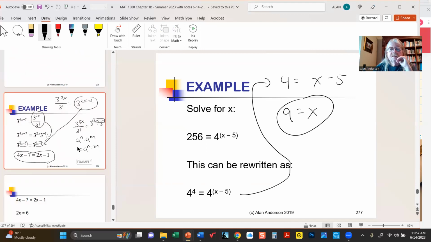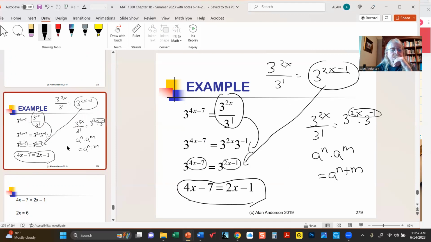Okay. Now let's look at a case where, again, it may not be clear that we're allowed to use the one-to-one property, and yet we are. Let's look at this next one. Suppose you ran into this one. 3 to the 4x minus 7th power equals 3 to the 2x over 3. I penciled in that 1 there because clearly that's equal to 1.